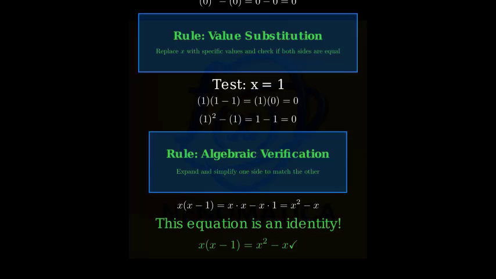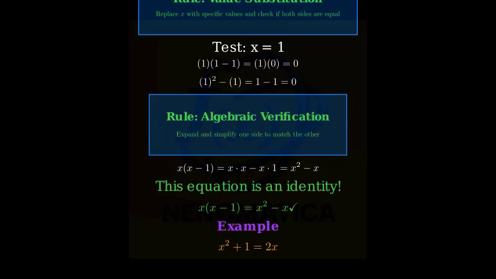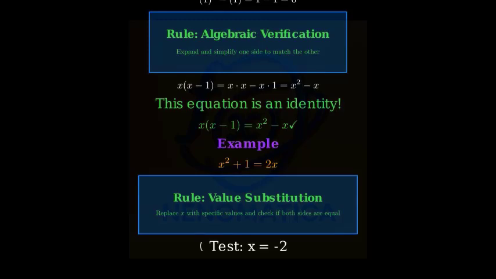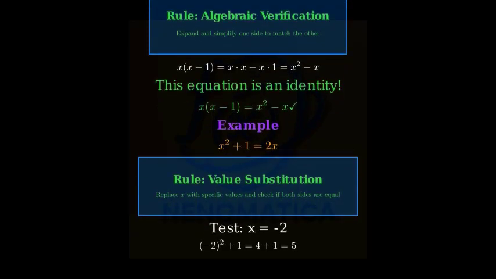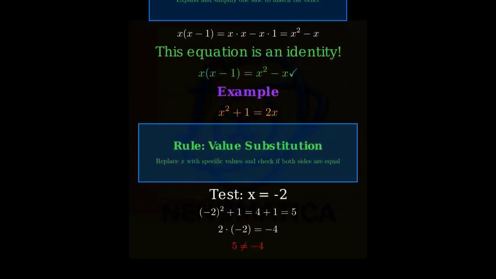Let's look at our second example. We have the equation x squared plus 1 equals 2x. Let's verify if this is an identity by testing specific values. Let's check for x equals negative 2. If x equals negative 2, then the left side becomes negative 2 squared plus 1, which is 4 plus 1, which equals 5. The right side becomes 2 times negative 2, which is negative 4. Since the left side equals 5, and the right side equals negative 4, the equation is not satisfied for x equals negative 2.